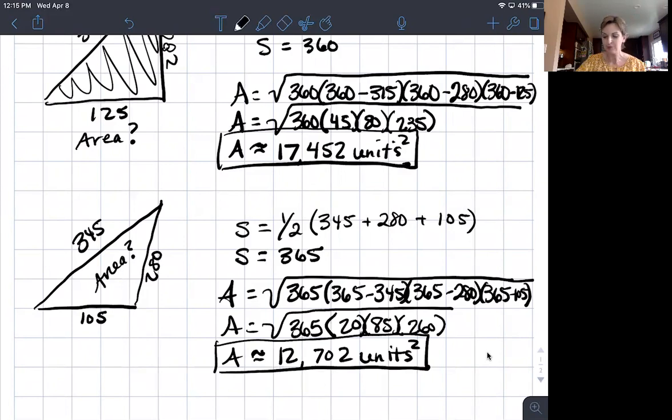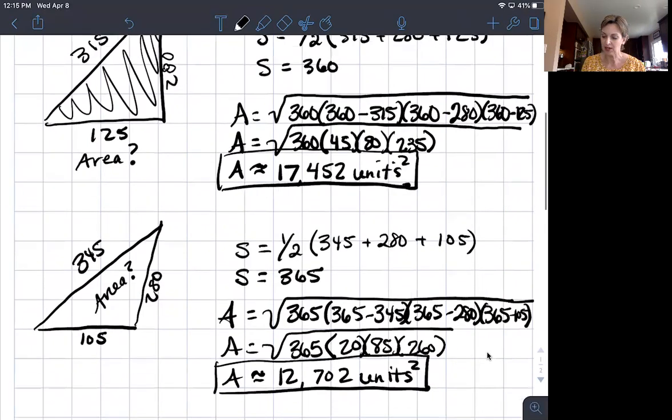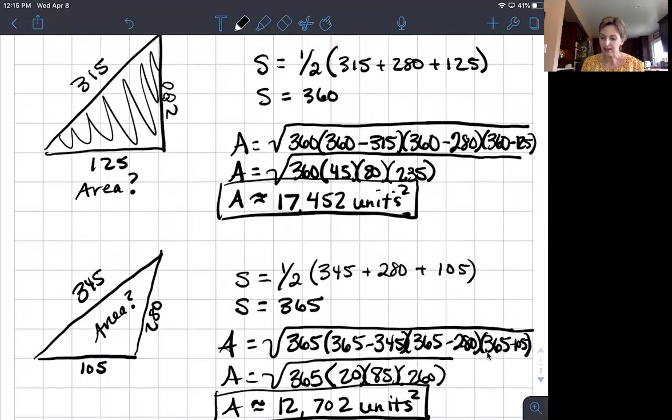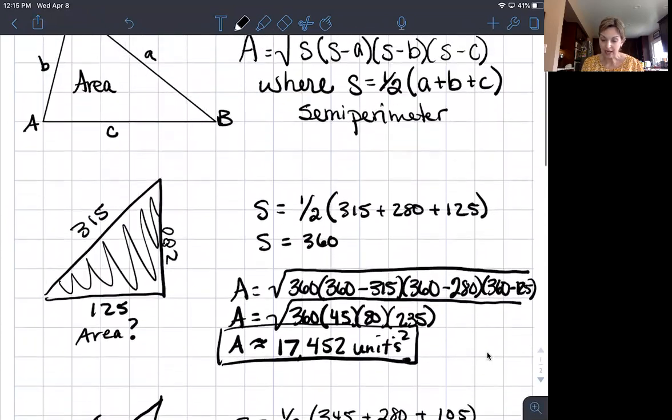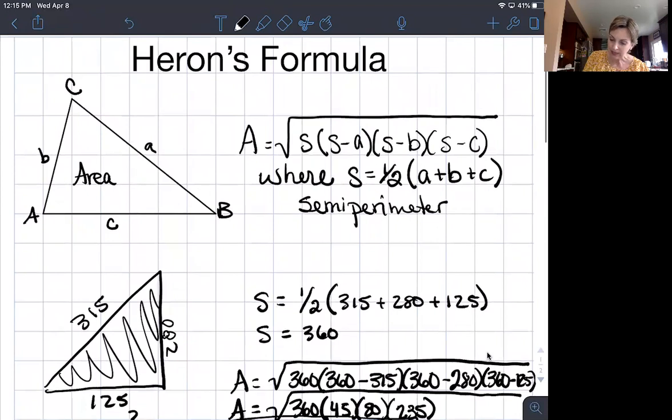Pretty easy, right? We love that. Heron's formula is awesome for finding the area of any non-right triangle. It beats having to do this process of finding the amplitude first using trigonometry and then finding the area of the triangle. Heron's formula is much simpler.